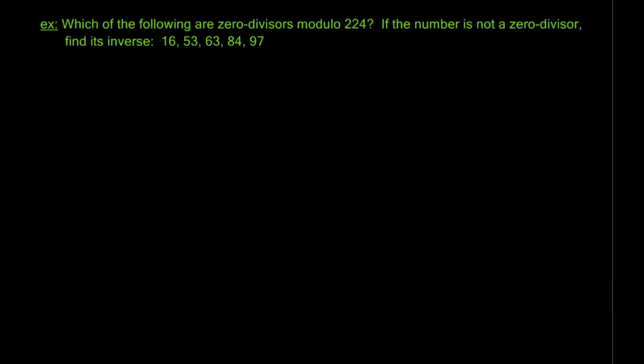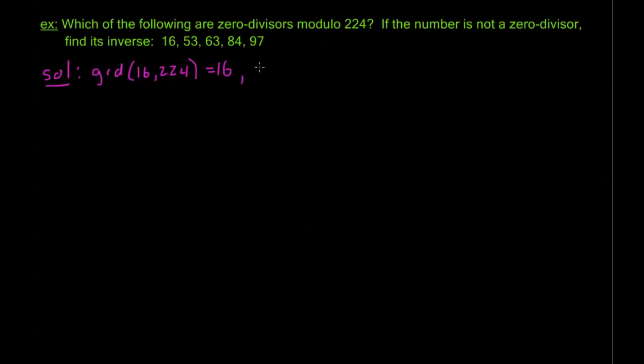So example, which of the following are zero divisors modulo 224? If the number is not a zero divisor, find its inverse. Now I'm not going to go through the work of finding the GCDs of all these numbers with 224. This will be a good exercise for you to do on your own. Make sure you're getting the same thing that I get here. But looking at our solution, I have that the GCD of 16 and 224 actually equals 16.